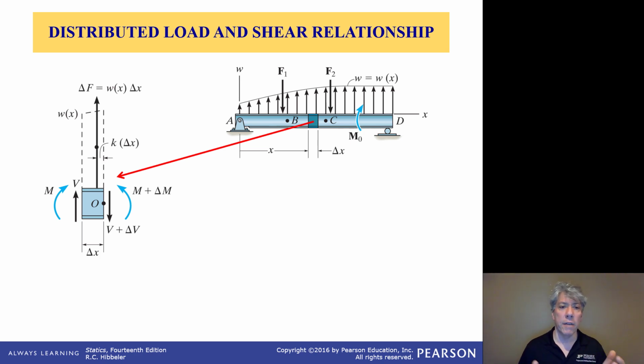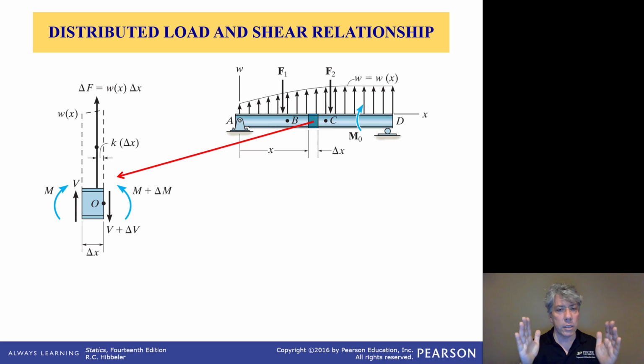And then the moment on the left-hand face potentially could be different than the moment on the right-hand face, because notice on the right-hand face we have an M plus delta M, where delta M indicates the difference between the magnitude of moment on those two faces. Now notice that instead of considering the distributed load on this little segment separately, what we've done is we've said, let's calculate the magnitude of that load as the distributed load, W of x times delta x.